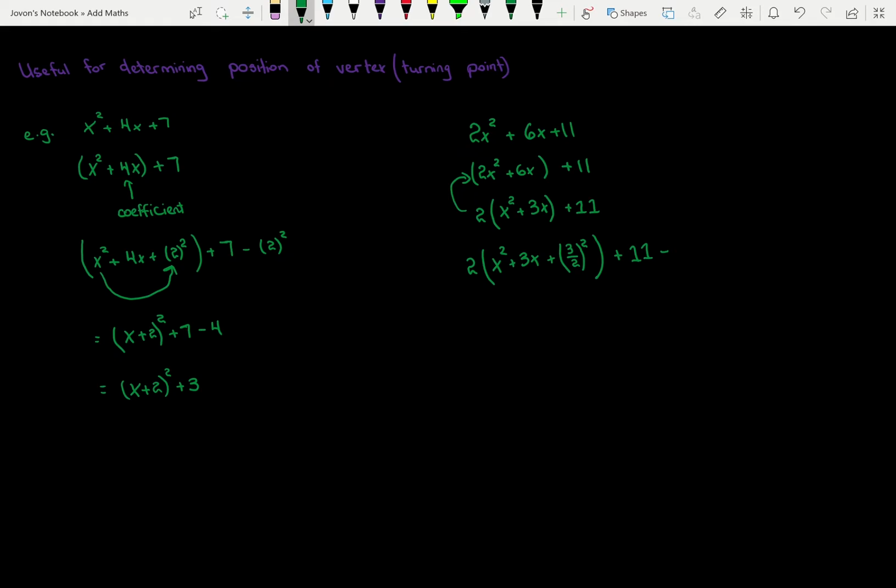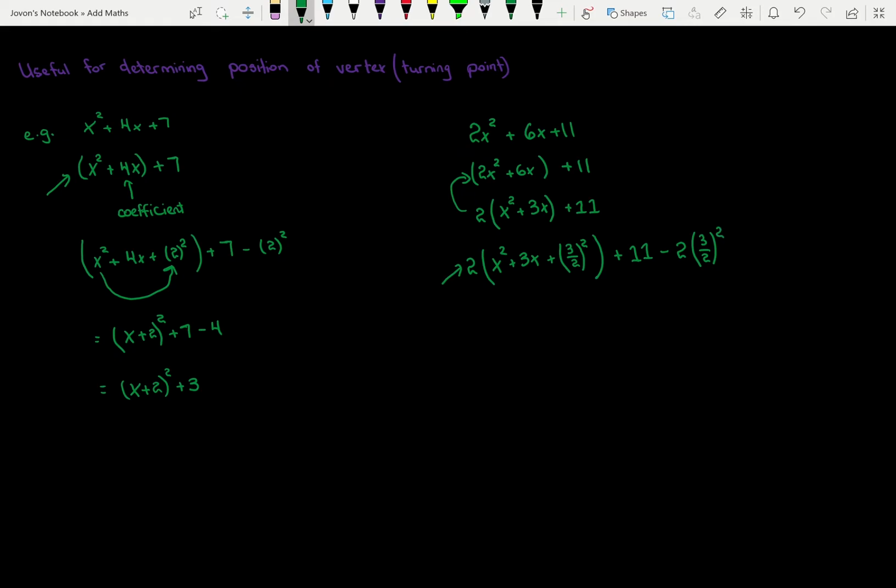Now the thing here is, if you remember for the last example, the outside value was 1, okay? So this didn't really matter, but here the outside value is 2. So we take this outside value, so it'll be 2 multiplied by 3 over 2 squared, okay?